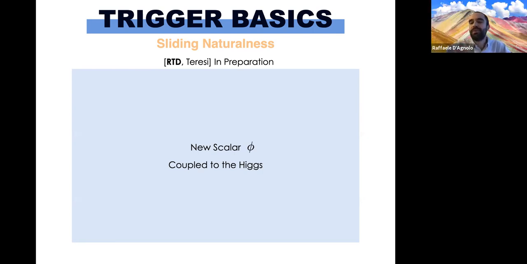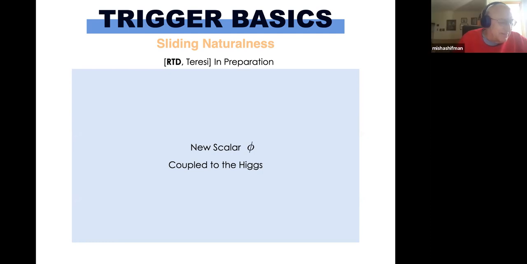The tuning mechanism, to be fair, you can even write down a simple explicit model with many vacua where the Higgs mass changes from vacuum to vacuum, and if you have enough vacua, it's tuned. That can be done. So if you want, you can also have a model of that, which is not complicated.